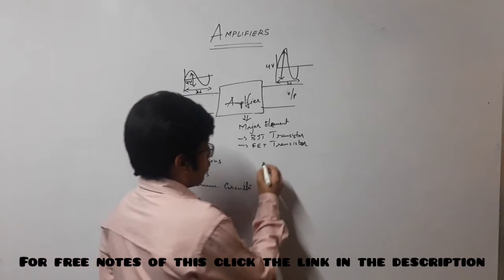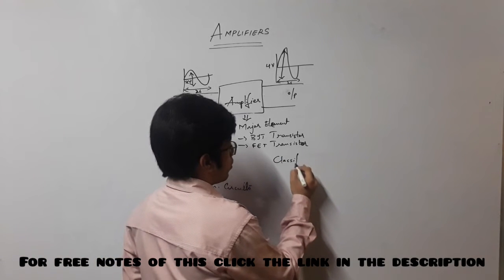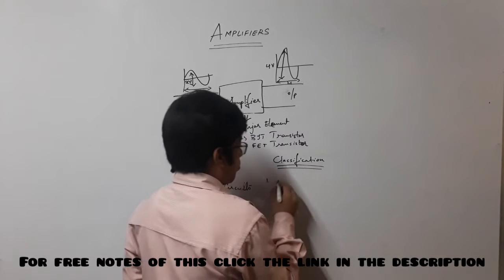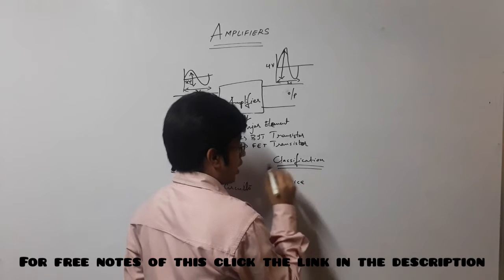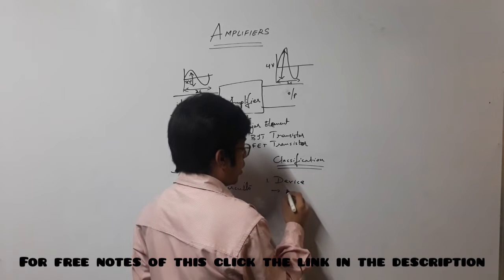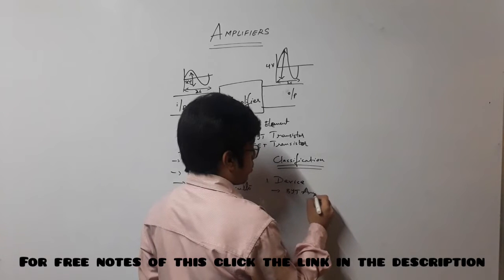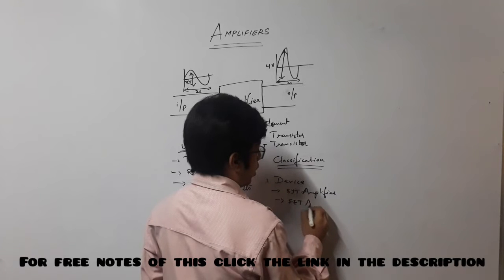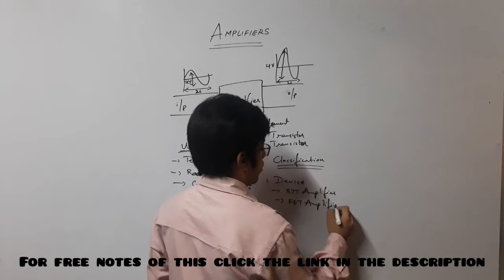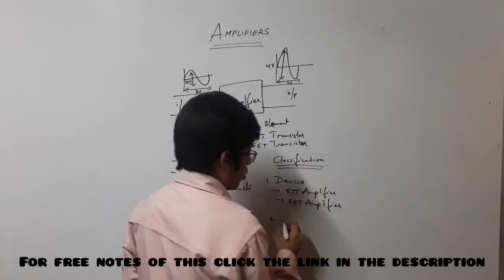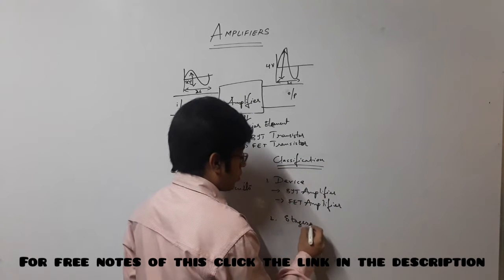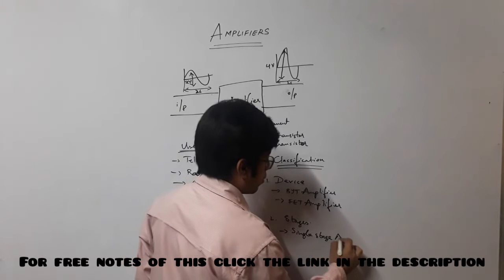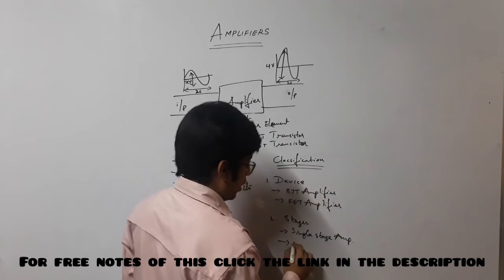Now coming to the classification of the amplifiers. Based on the device being used, amplifiers are classified into 2 types: one is the BJT amplifier, the other one is the FET amplifier. Now, based on the number of stages you are using, we have single stage amplifier and multi-stage amplifier.